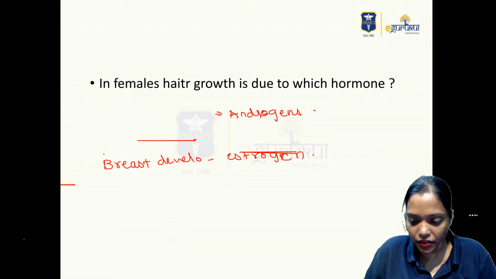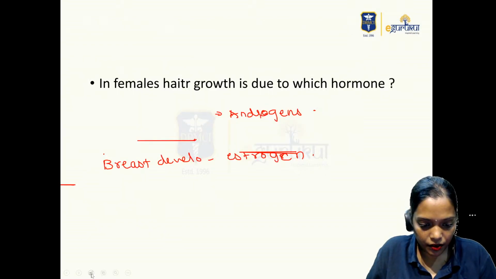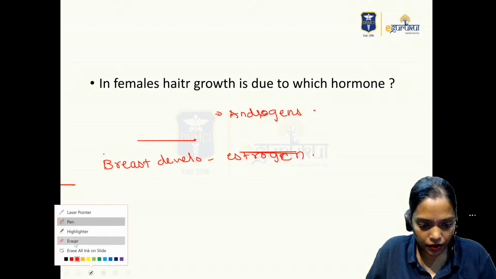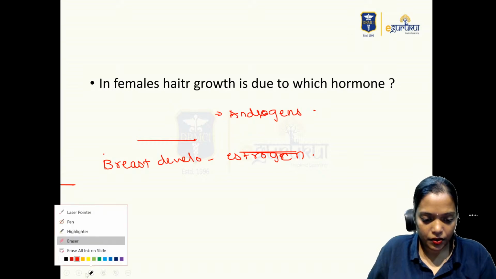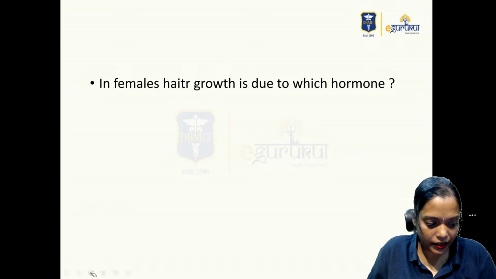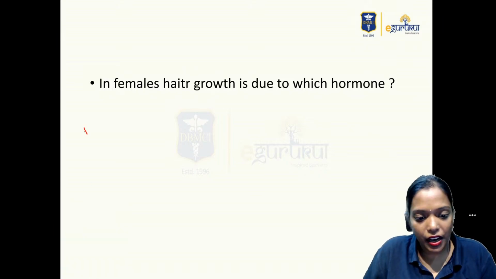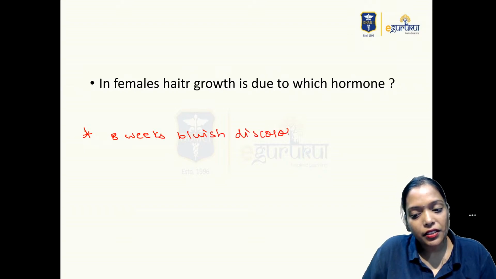Next, one more question which I have: at 8 weeks, the vagina is bluish in color. What is that sign? Bluish discoloration of the vagina at 8 weeks is Chadwick's sign.